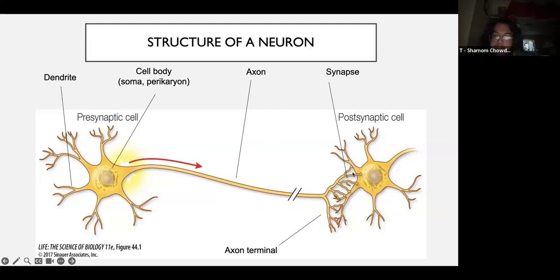Here you have the synapse. The synapse is the area in between the two neurons. So in the presynaptic cell, postsynaptic cell, that's where the neurotransmitters are released into, and they send a signal to the dendrites of the postsynaptic cell, and it continues on and on.